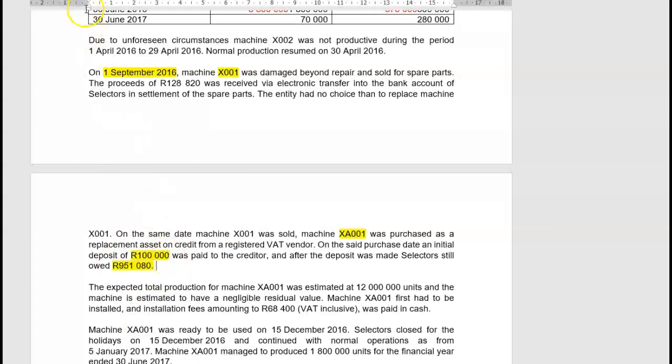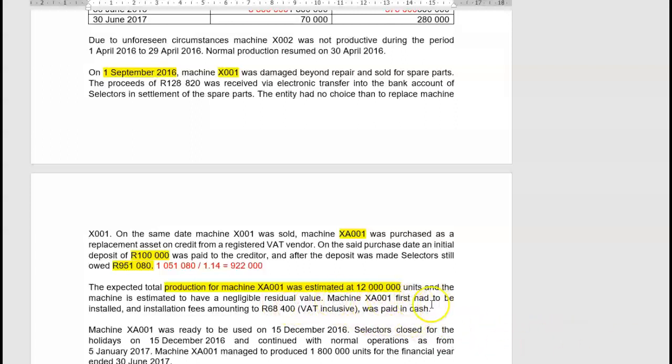If we add those two amounts together, we will see that the total invoice price was 1,051,080. And obviously, if that's the invoice price, we have to take out the VAT, divide by 1.14, and that then gives us a cost price according to the invoice of 922,000 Rand. The expected total production of machine XA001 was estimated to be 12 million units, and the machine is estimated to have a negligible residual value.